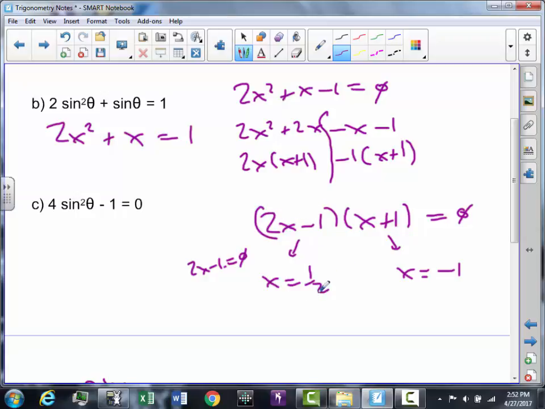I'm losing on this step here. This is where you're lost between these two. Yeah, so you add the 1 over to the positive. Right, so then what you end up getting here is 2x equals 1, divide by 2, means that x is positive a half.